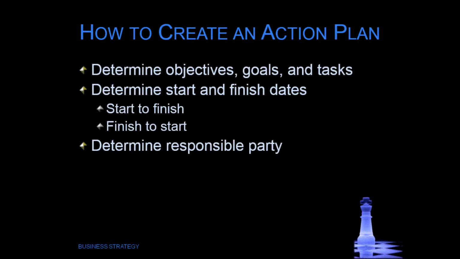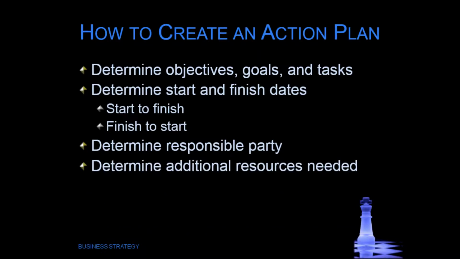Make sure you know who's responsible. Who is it that's going to have the ultimate responsibility for getting this done? Determine what resources you have to have. Are you going to have extra money? Are you going to have three extra people temporarily or full-time? How are you going to do that? And then create a Gantt chart so it's very easy to see.